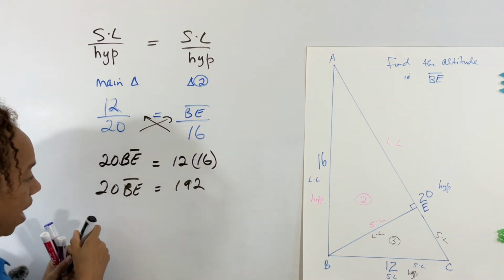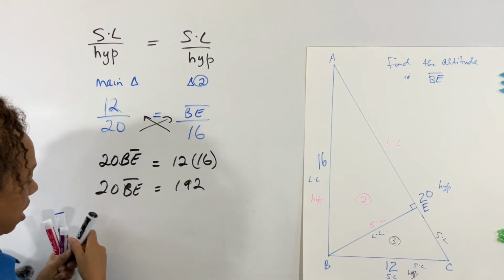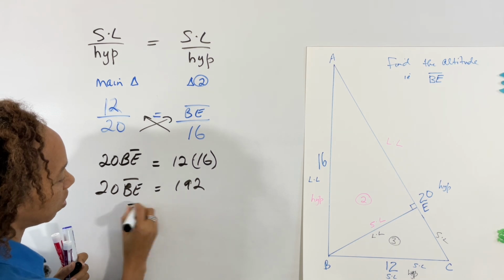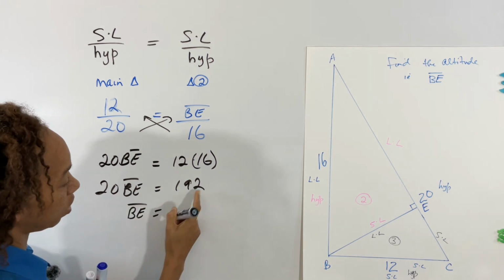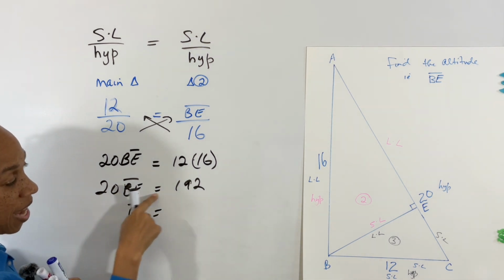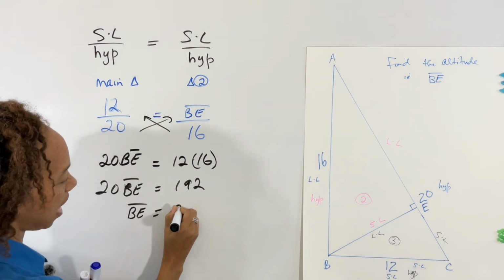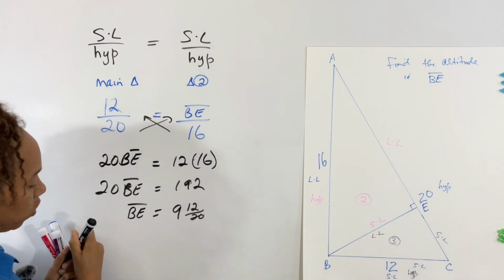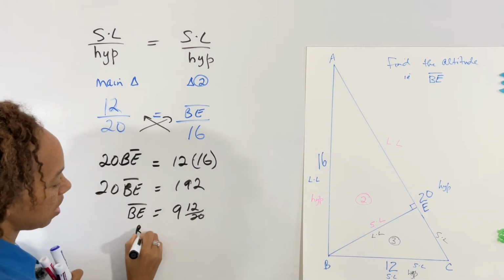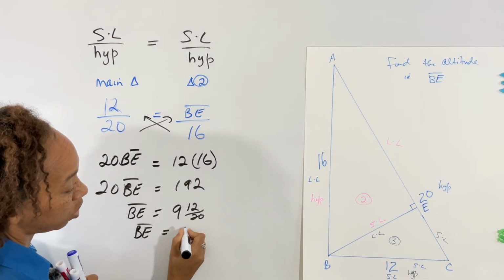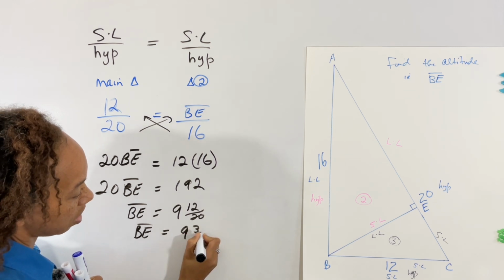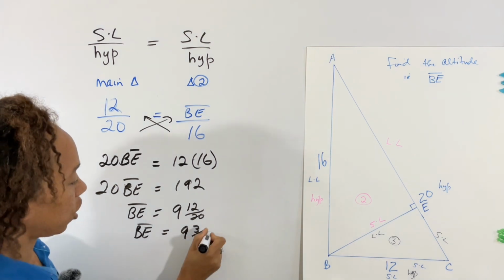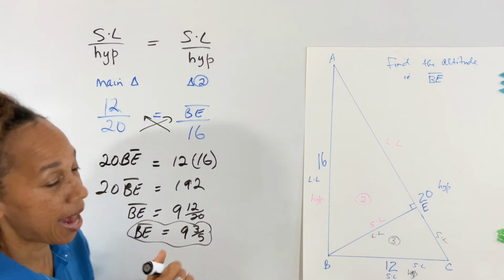I will need to find what BE is going to be. So BE is going to equal, dividing both sides by 20, 9 and 12 over 20. And you can further reduce that to BE equals 9 and 3/5. All right, and that is the measurement for your altitude.